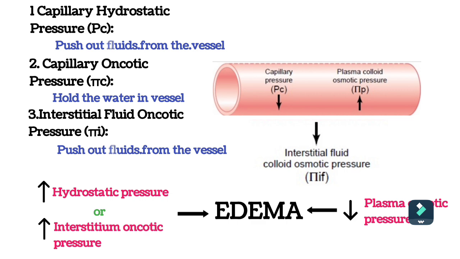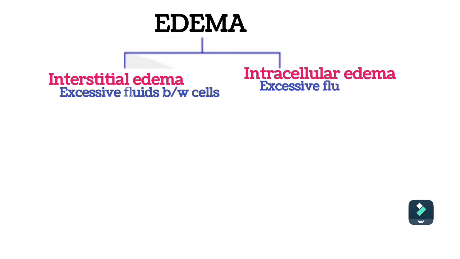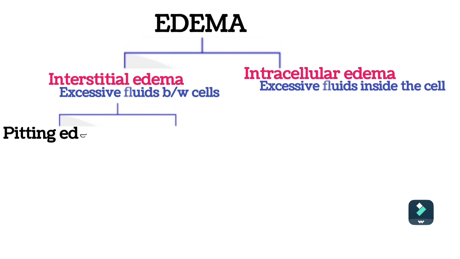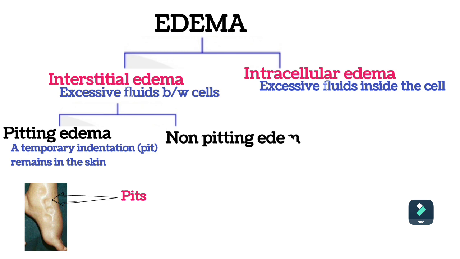As we already discussed, there are two types of edema: interstitial edema, which is the accumulation of excessive fluid between cells, and intracellular edema, which is the accumulation of excessive fluid inside the cells. Interstitial edema is further divided into two types. 1. Pitting edema. This occurs when a temporary indentation, or pit, remains in the skin after pressing it with a finger and then withdrawing the finger. 2. Non-pitting edema. In this case, no indentation remains after the pressure is released.